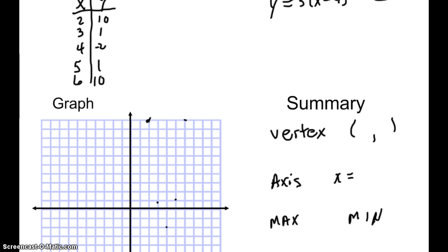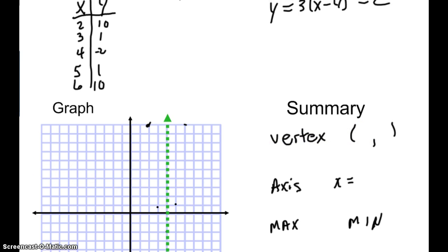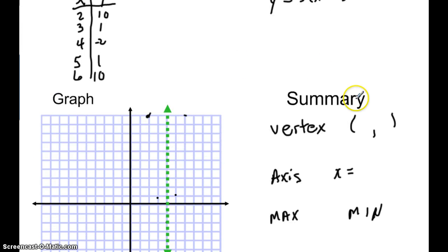Again, creating a mirror image, so it's nice and easy for us to find our axis of symmetry right here. And if you recall, our axis of symmetry is going to be related to our vertex. Our vertex was, if I'm not mistaken, 4, negative 2. Axis of symmetry, x is going to equal 4.